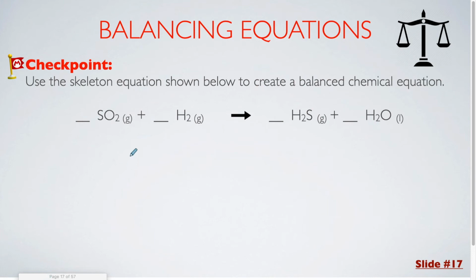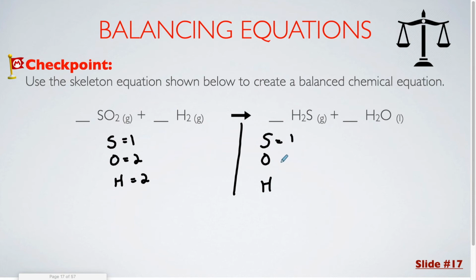For our next checkpoint, here we have SO2, H2, H2S, and H2O. So I'm going to put my symbols underneath. I have an S, an O, and an H. Sulfur, I have 1. Oxygen, I have 2. Hydrogen, I have 2. On this side, sulfur, I have 1. Oxygen, I have 1. And hydrogen, I have 4 because it's in 2 different places. So I have 1 there and there.